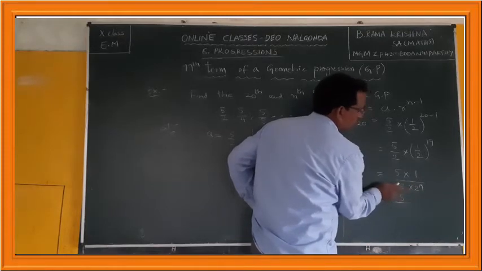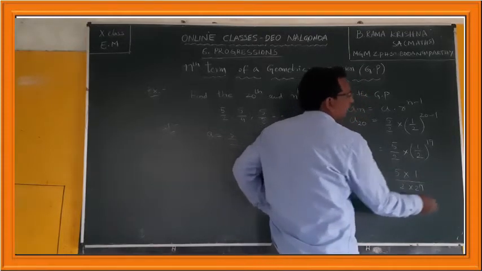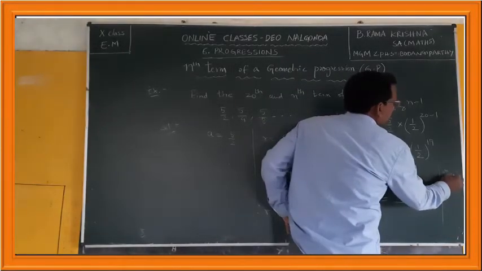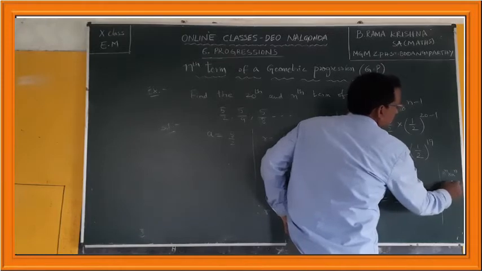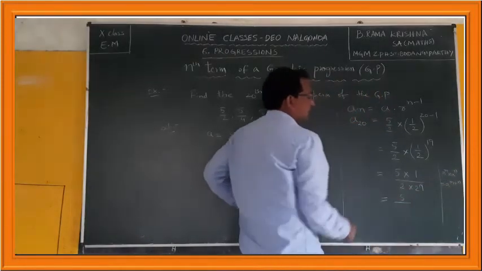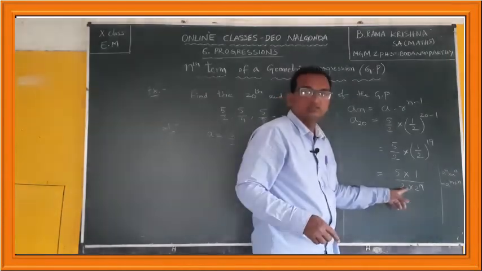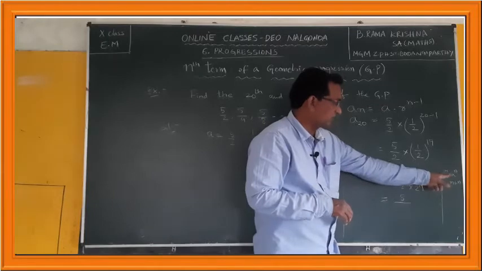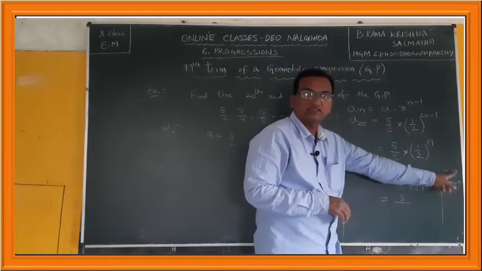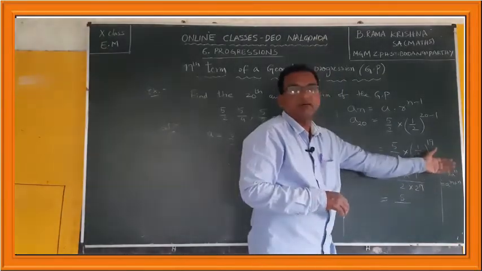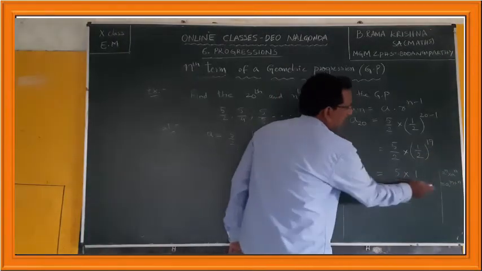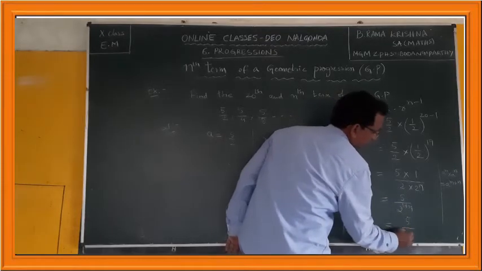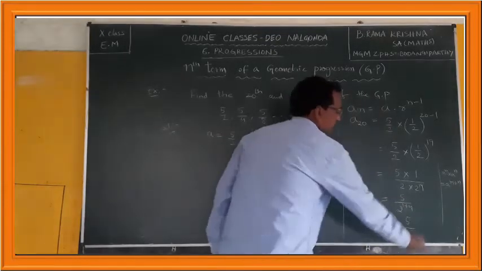5 by 2 to the power of 1 into 2 to the power of 19. What do you get? a to the power of m into a to the power of n is equal to a to the power of m plus n. Though there is no power written here, you have to assume that there is 1. Therefore, 2 to the power of 1 into 2 to the power of 19: when bases are same, you have to add the powers. So here bases are same, you have to add the powers. 2 to the power of 1 plus 19, which is equal to 5 by 2 to the power of 20. Okay, this is the answer.